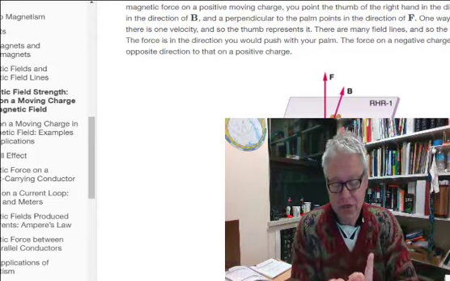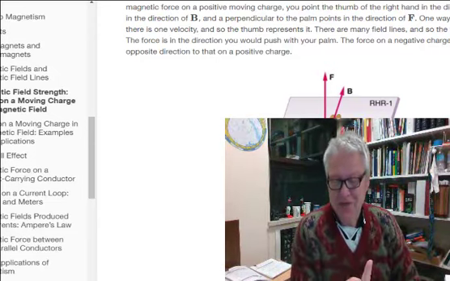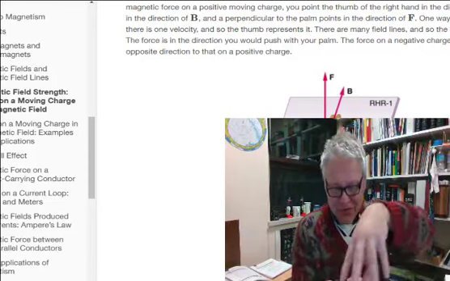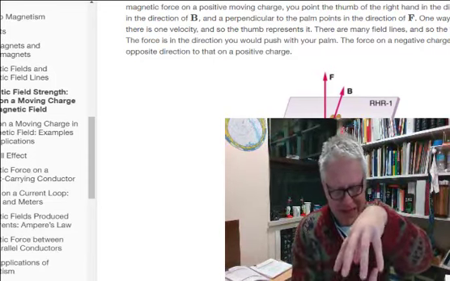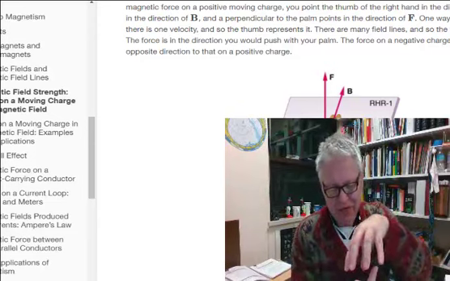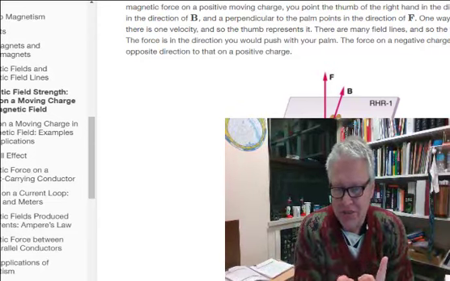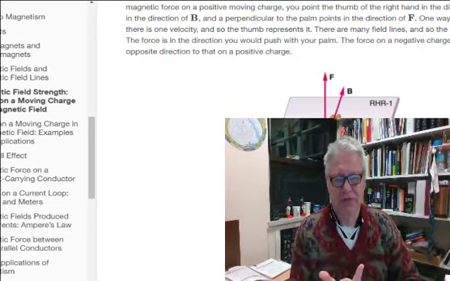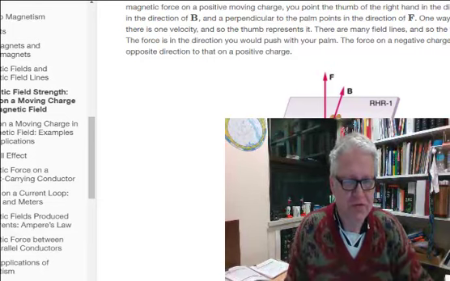By the way, if it was a negative charge, you would use the same right-hand rule, just make the force then in the other direction, when you have a negative charge flowing. Okay, so that's the first thing to review.